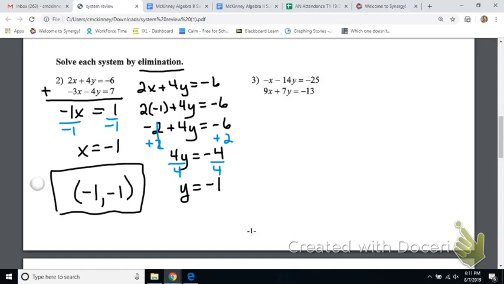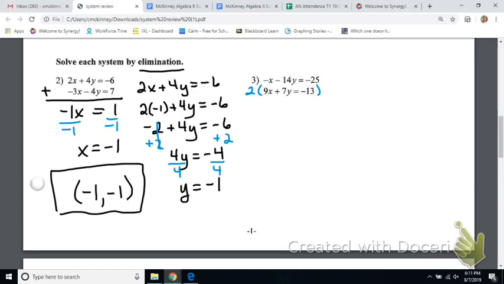All right, number 3. Number 3, we are not so lucky as to just be able to add them together right now. Now, it's your choice. You could try to eliminate the x by multiplying the top line by 9, or the y by multiplying the bottom line by 2, because 2 times 7 would make positive 14. Now, so that we keep the numbers a little bit smaller, I'm going to choose to multiply the bottom line by 2.